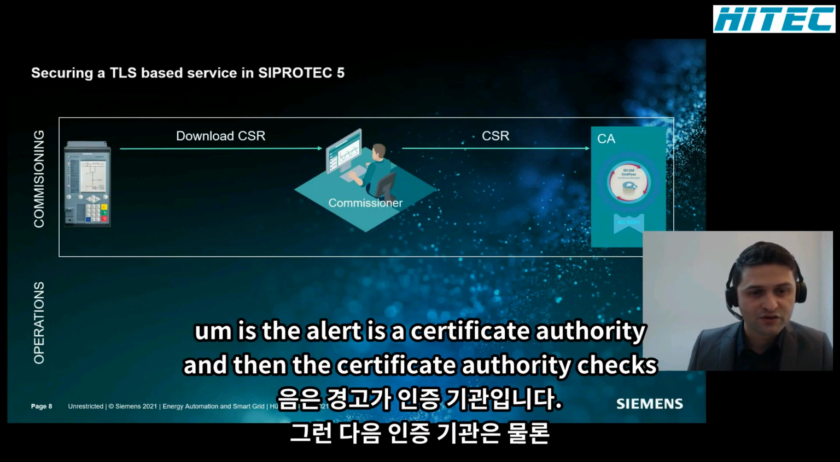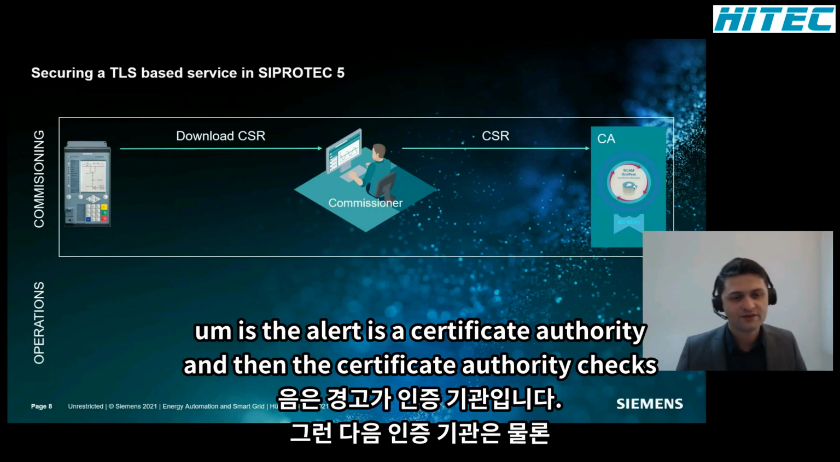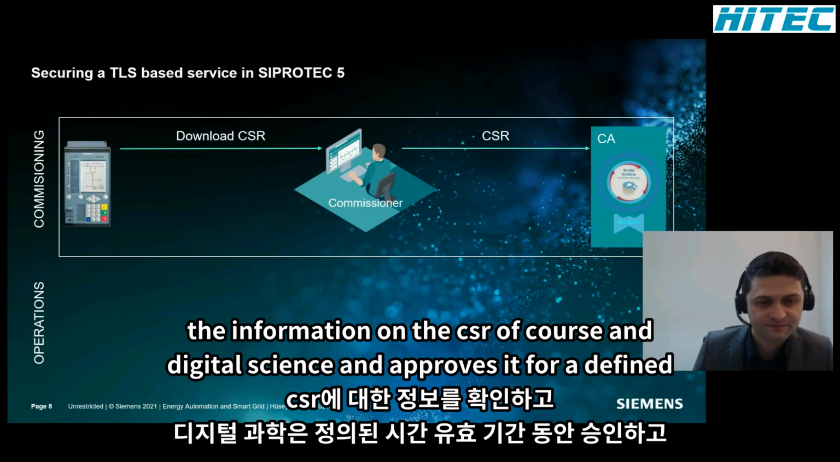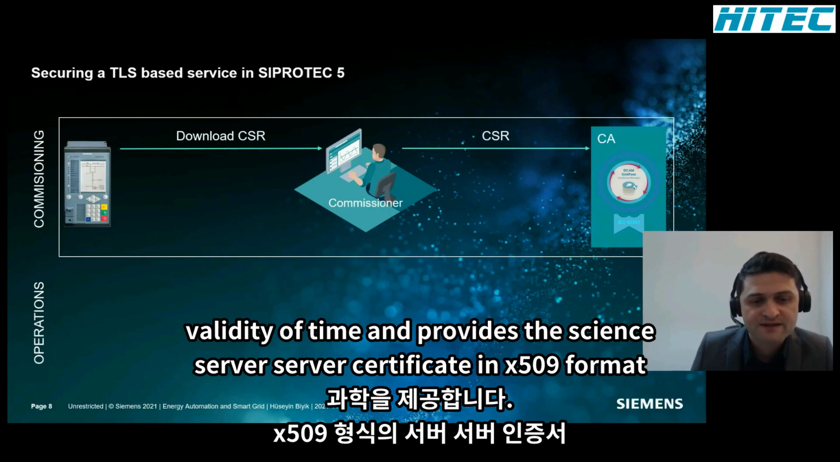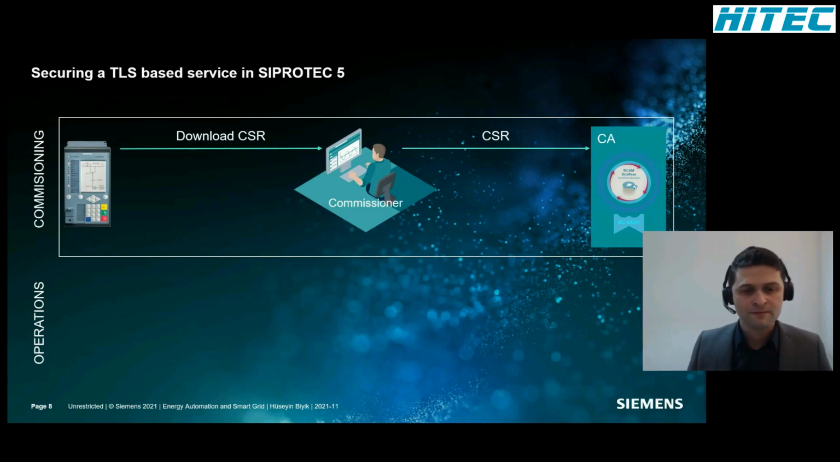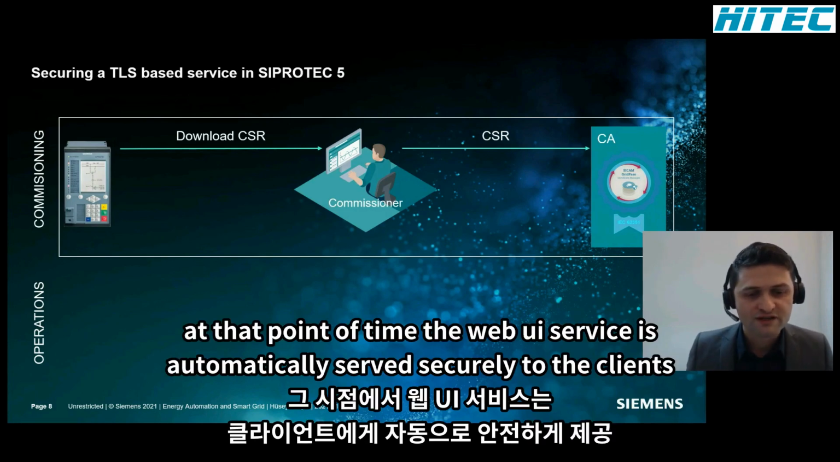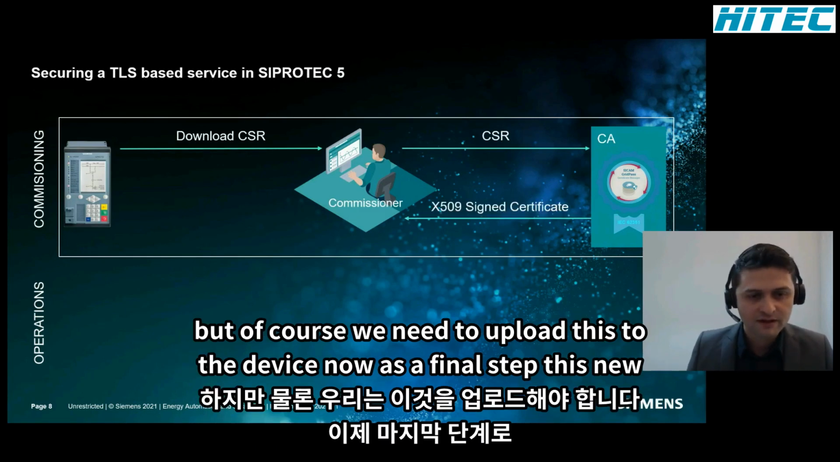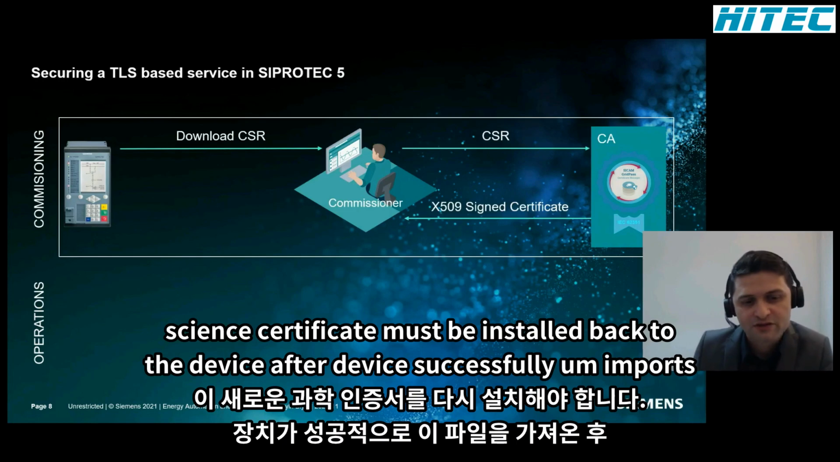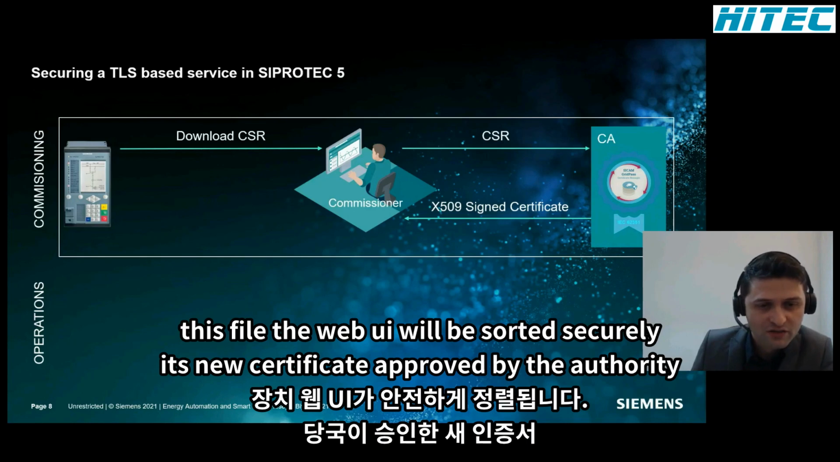is delivered to the certificate authority, and then the certificate authority checks the information on the CSR, of course, and digitally signs and approves it for a defined validity of time, and provides the signed server certificate in X509 format. At that point in time, the web UI service is authorized to serve securely to the client, but of course, we need to upload this to the device. Now, as a final step, this new signed certificate must be installed back to the device. After the device successfully imports this file, the web UI will be served securely with its new certificate approved by the authority.